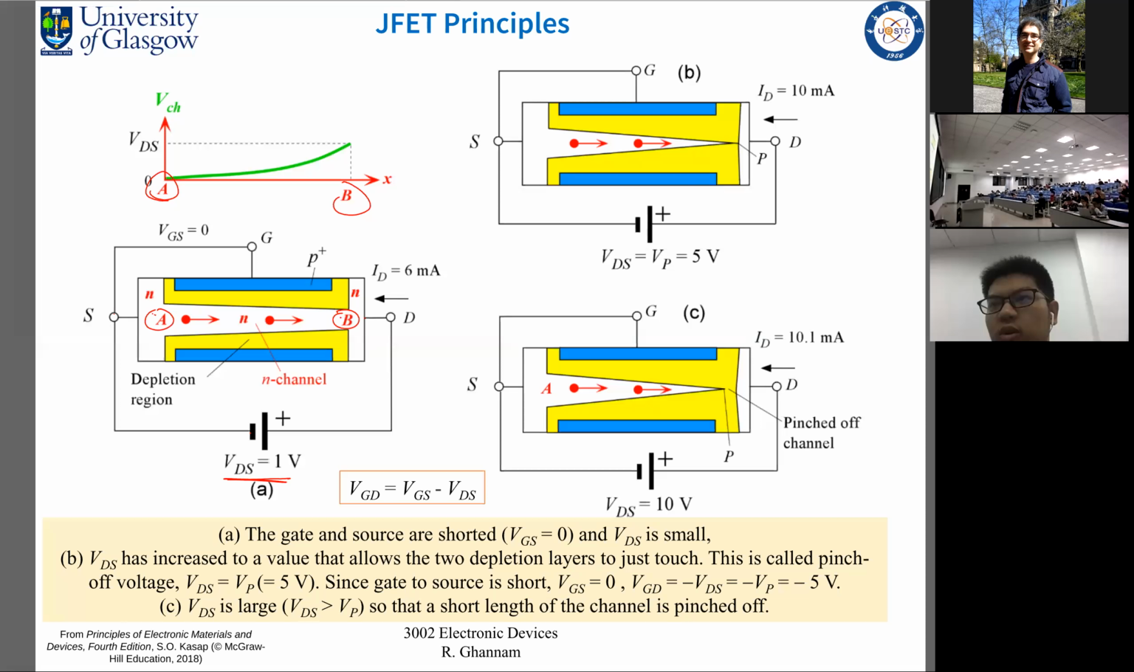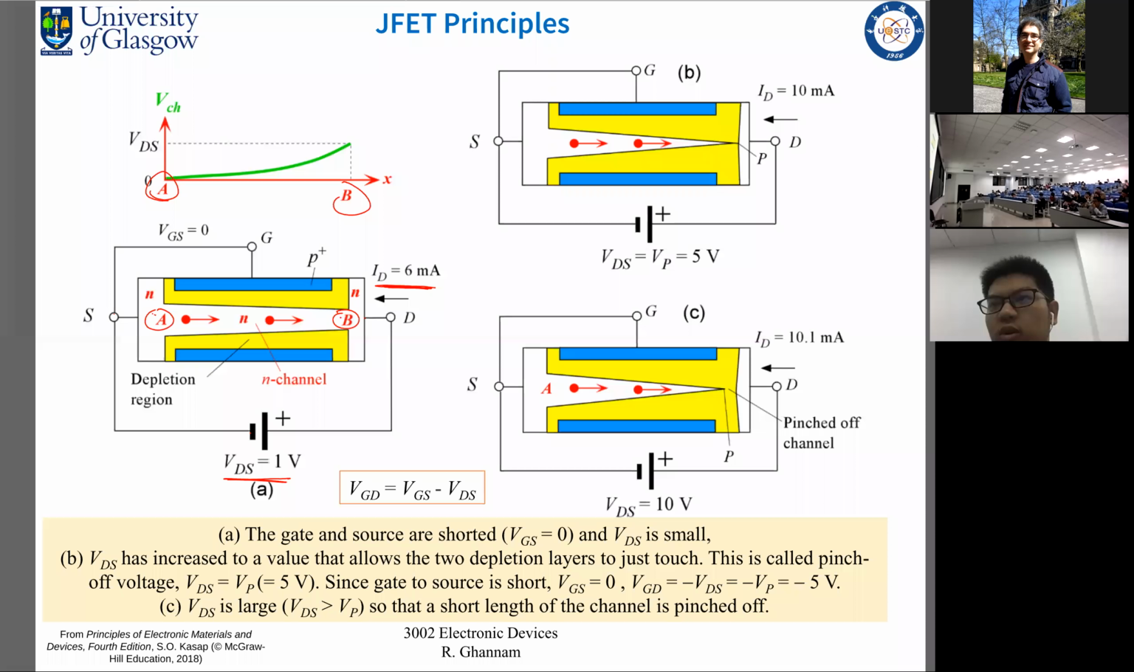Now, let us assume hypothetically what happens in this particular material. As VDS is equal to 1, so we have 1 volt over here, we start to have a current that flows between the drain and the source. And let's assume that this current is 6 milliamps. So ID in this case is 6 milliamps.